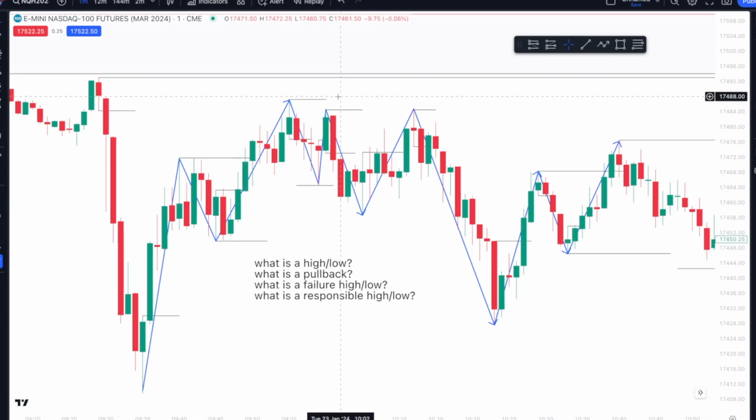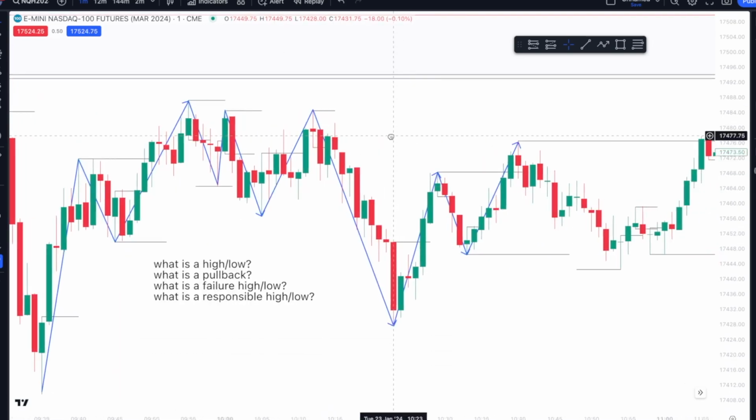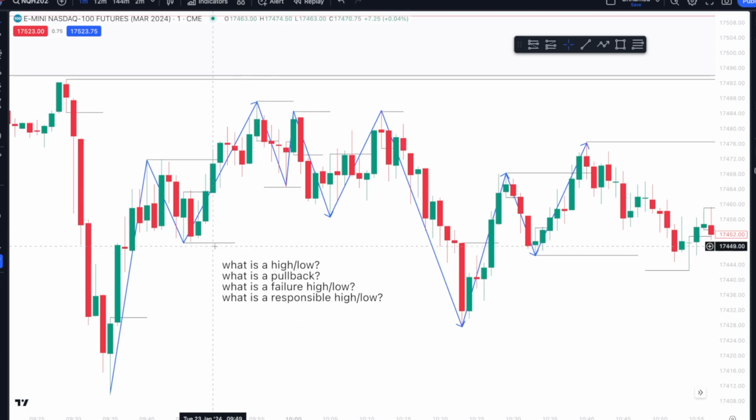Let's talk about responsible highs. This is beautiful. You guys are going to be like, yo, there's no way this is possible. Here's what happens. We've got this successful low. We put in a high, a low, a failure low because it does not run the high. We run the failure low. We come up and we don't run the high, but we do nonetheless establish a high. Now watch what we do.